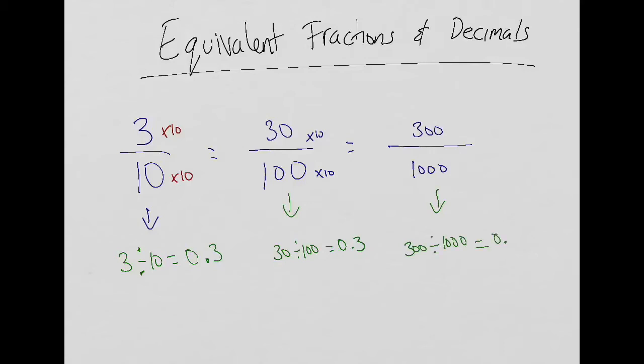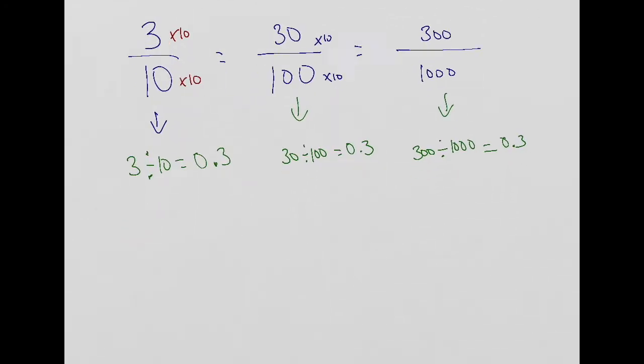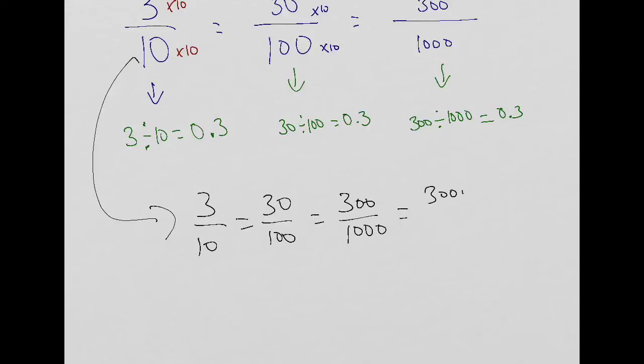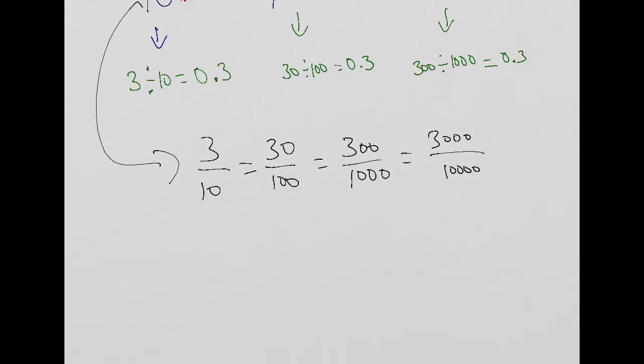It'll be 0.3. So basically what we're trying to say here, and we're going to bring this down here, is 3 over 10 is equal to 30 over 100. It's equal to 300 over 1,000, and we really can keep going and going and going with this. So when you multiply your denominator and numerator by the same number, you get the same. It's like fractions. Same thing with decimals. It's all the same. So I'm going to give you a couple more examples here.